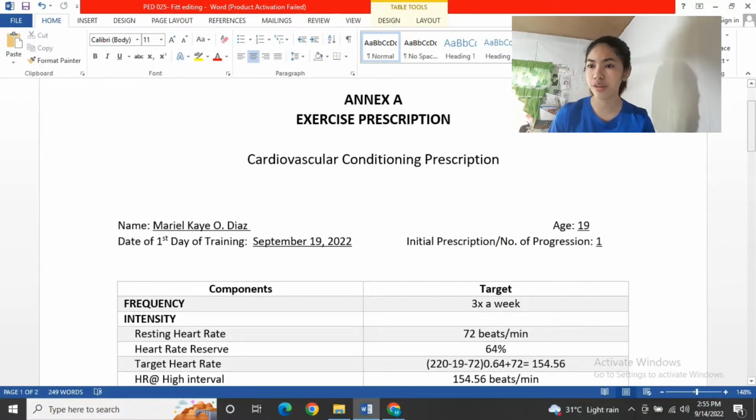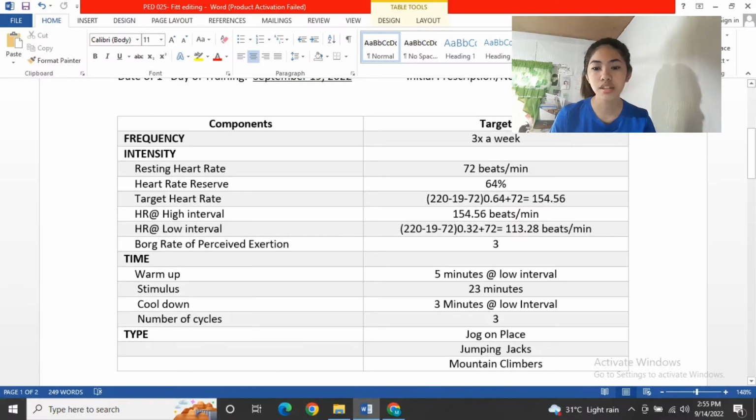Okay, this is my format, the Annex A exercise prescription. This is the cardiovascular conditioning prescription. As we can see, it is under my name, Marilko Diaz, and the age of 19. This is the table of the components and the target. Under the components, we have the frequency, intensity, time, and type. Under the target, you can find the answers under the components.